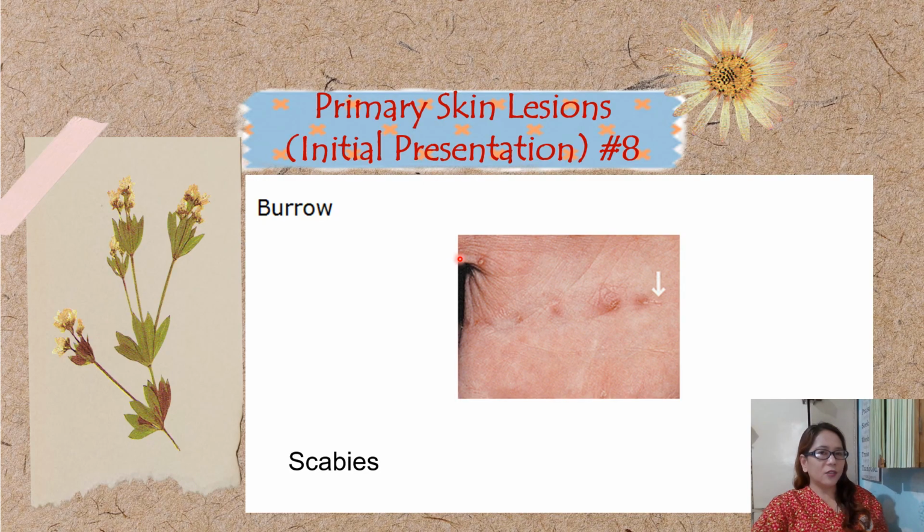Okay, to continue with the primary skin lesions, we have the burrow. The burrow is minute, so maliliit lang siya, a slightly raised tunnel in the epidermis that can be commonly found in the finger web and on the sides of the fingers. Example is the scabies.